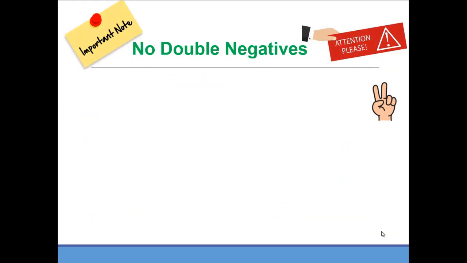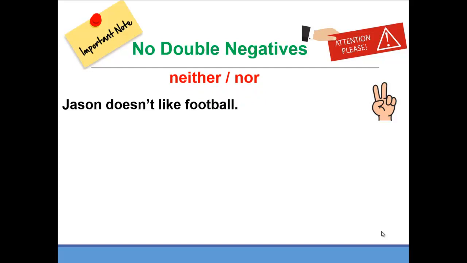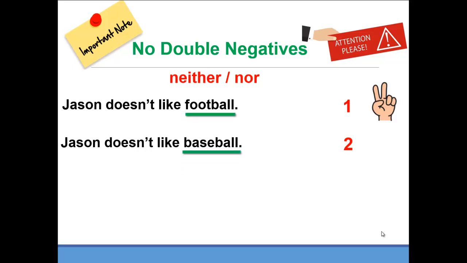Of course, this works on the pair neither nor. As I said before, neither nor means not. Jason doesn't like football. Jason doesn't like baseball. What parts of the sentence need to be connected? Football and baseball. Excellent. We will use the first conjunction neither before the first part, football, and the second conjunction nor before the second part, baseball. So it's going to be: Jason likes neither football nor baseball.